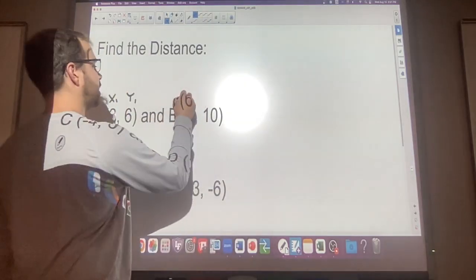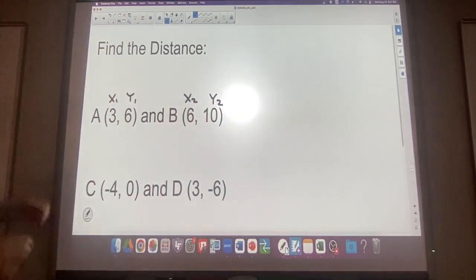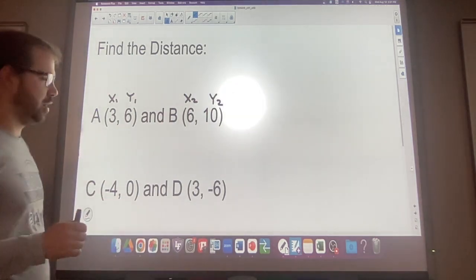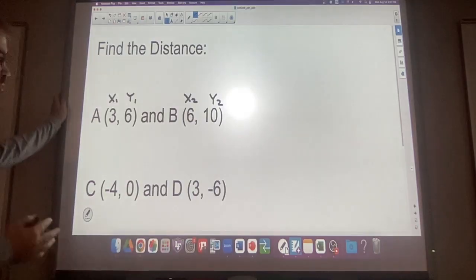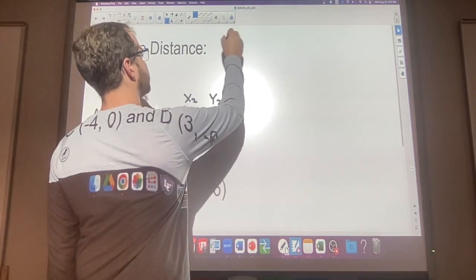y1. We got x2, y2. Make sure you write these examples down, by the way. If you want to do graph paper, you can. Sometimes that is helpful, so you can do it either way. I'm not going to do it with graph paper. All right, so we have our distance formula.